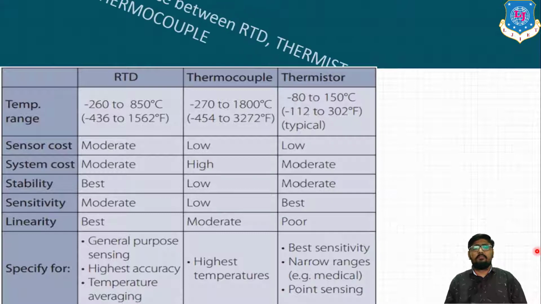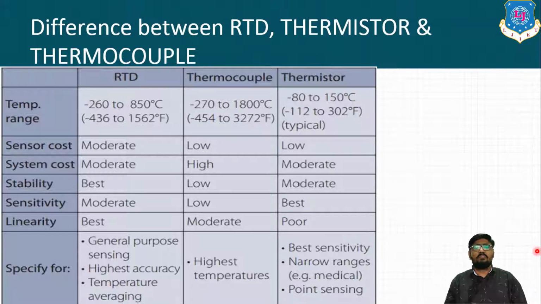As you can see, the temperature range for RTD is -260 to 850. For a thermocouple, the temperature range is -270 to 1800, and for a thermistor it is -80 to 150 degrees centigrade. Sensor cost for RTD is moderate, for thermocouple it is high, and for thermistor it is low. System cost for RTD is moderate, for thermocouple high, and for thermistor moderate. Stability is best, low and moderate for RTD, thermocouple and thermistor respectively.